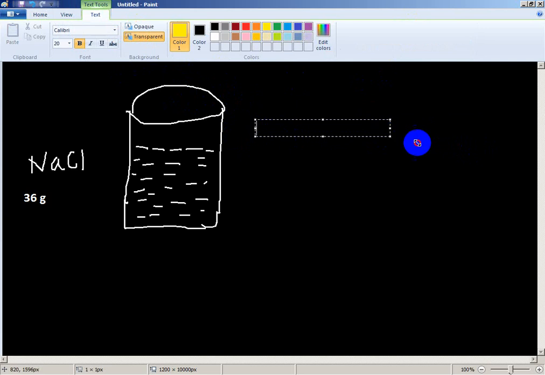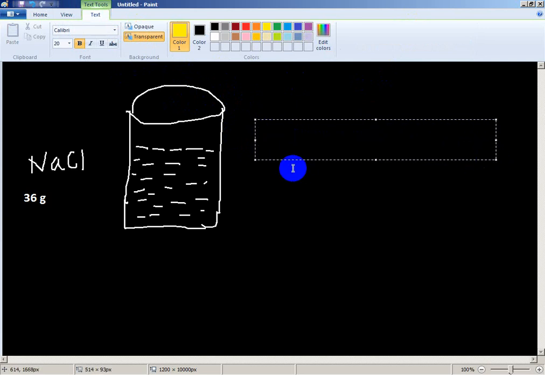Say someone's definition. What will be the definition of solubility?